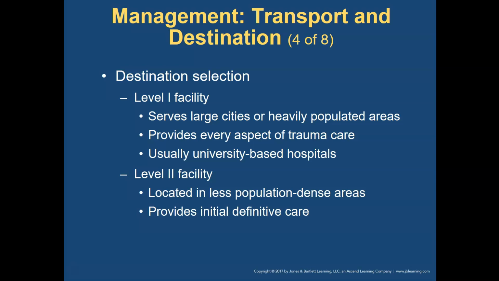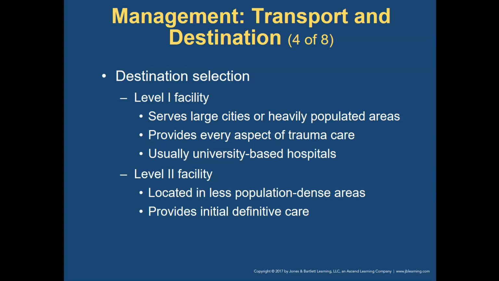A level 1 facility, locally we're talking about OU downtown, generally serves large cities or heavily populated areas. It provides every aspect of trauma care. And usually most level 1 facilities are also university-based teaching hospitals. The key point is every aspect of trauma care.